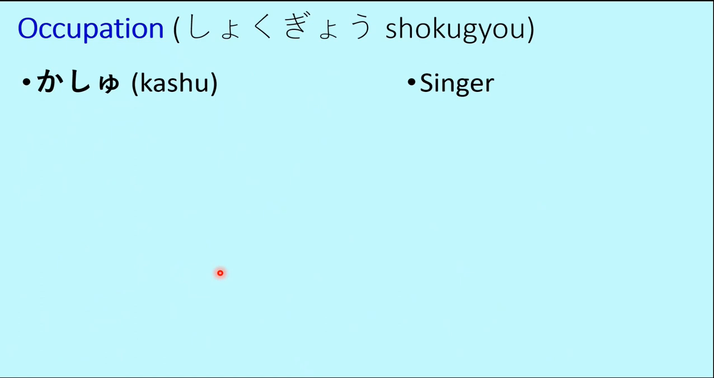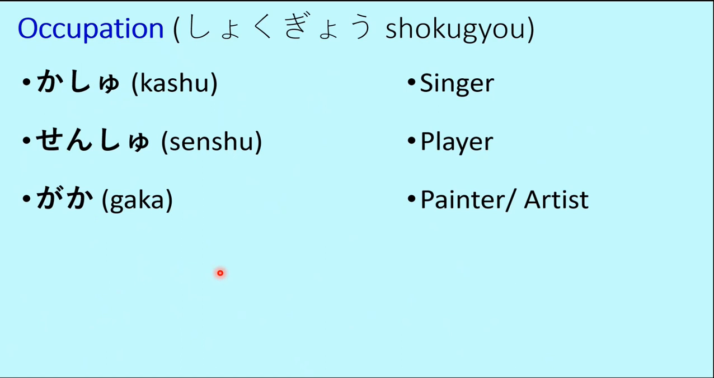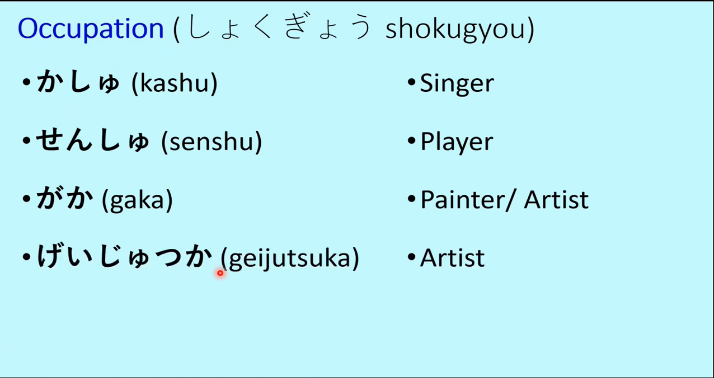Next is from the field of arts, that is Kashu is a singer. Senshu is a player. It may be any player of any sports, so you have to prefix that sports in front of Senshu. Kaka is a painter or an artist. Geijutsuka is an artist in general.